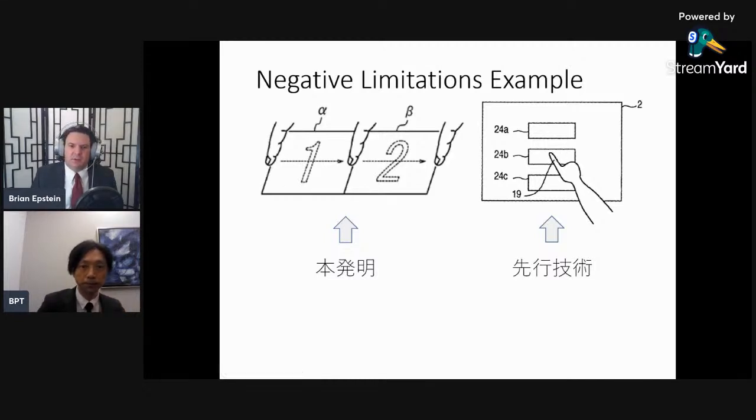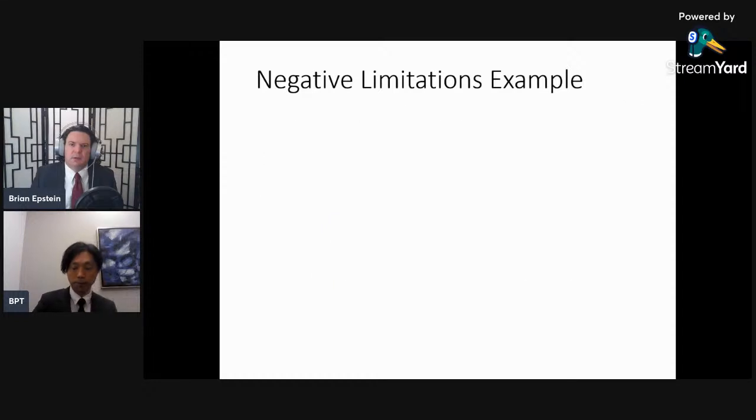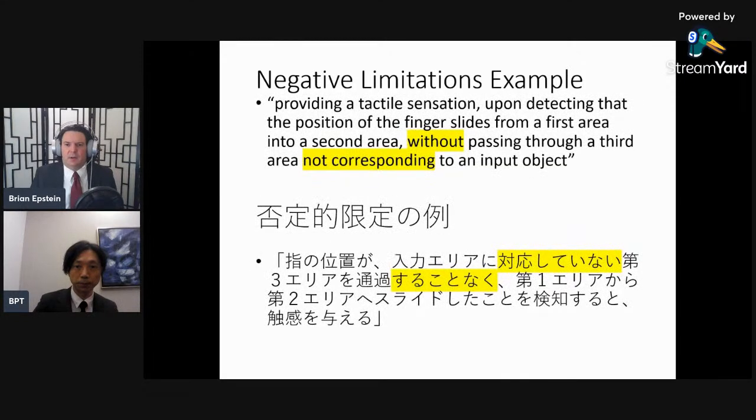All right, so what kind of negative limitation can we write here? Or did the applicant write? This is paraphrased from, again, an actual prosecution. They wrote something like, providing a tactile sensation upon detecting that the position of the finger slides from a first area into a second area without passing through a third area not corresponding to an input object.